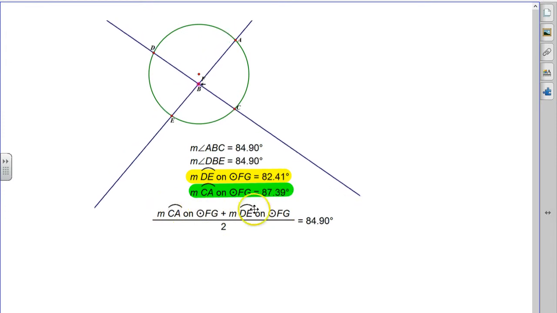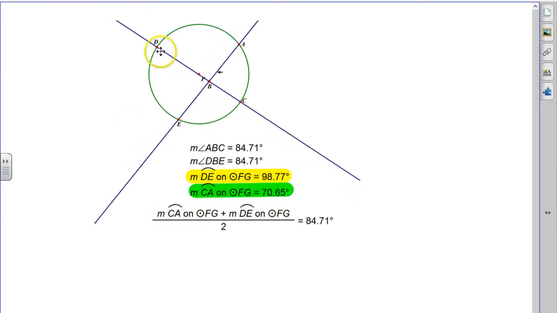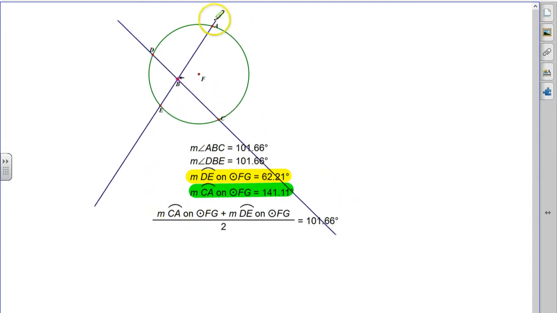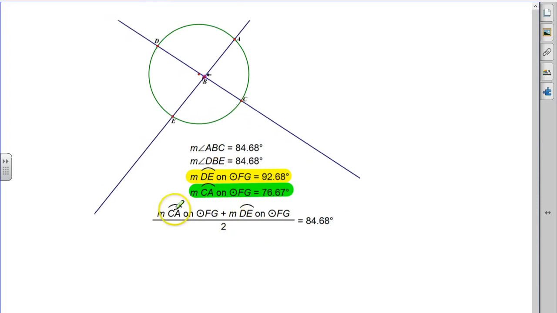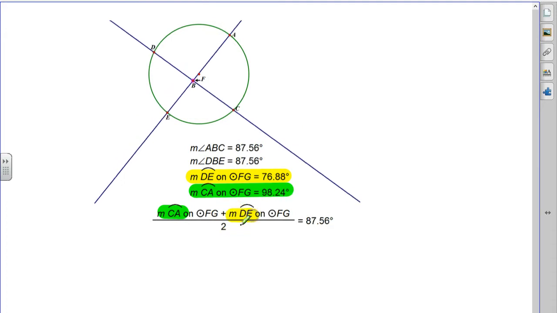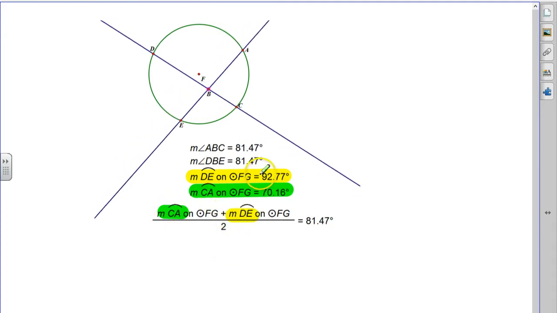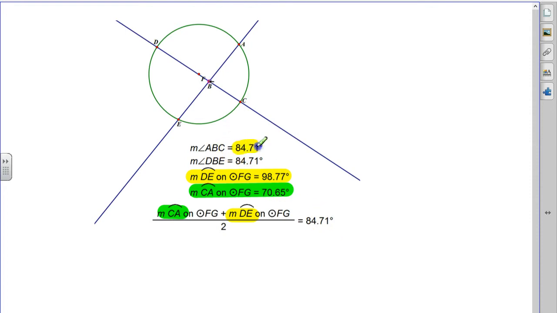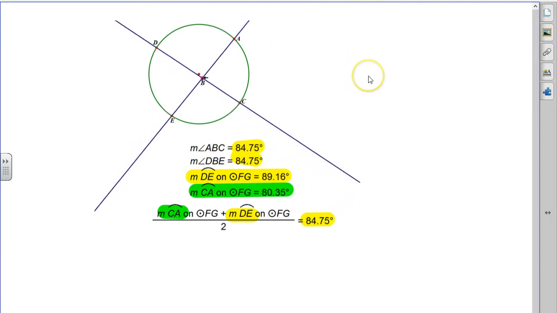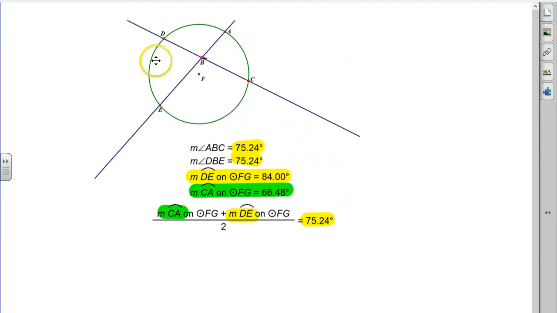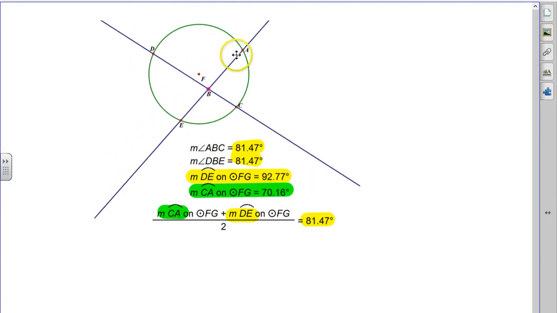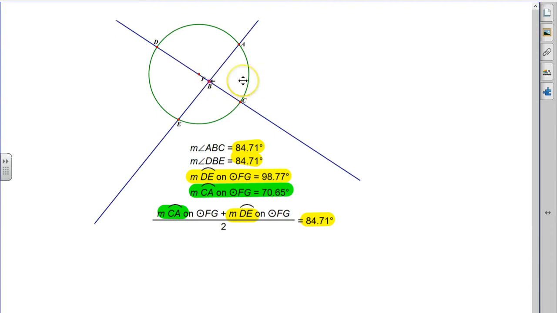Here's arc DE, here's arc AC. If I take DE and AC and I add them together and I divide it by 2, which really is just averaging them, I get the measure of whatever this angle is. So that's the theorem. It's probably hard to understand with the drawing, but when you see the single drawing when it's not moving, it'll make more sense. I just wanted to give you the numbers to look back to. These two arcs, their average is the same as these two angles right here.